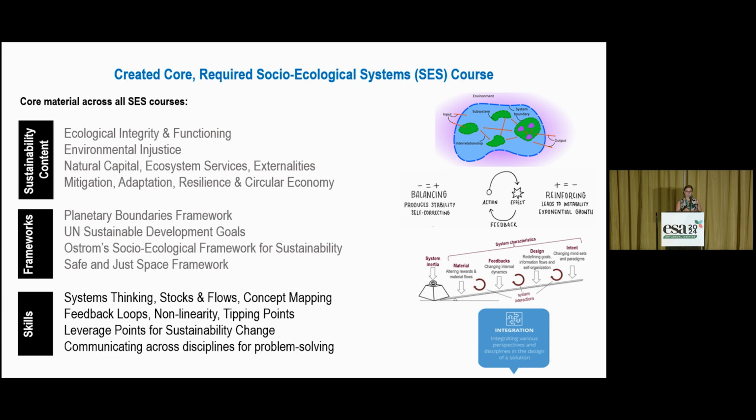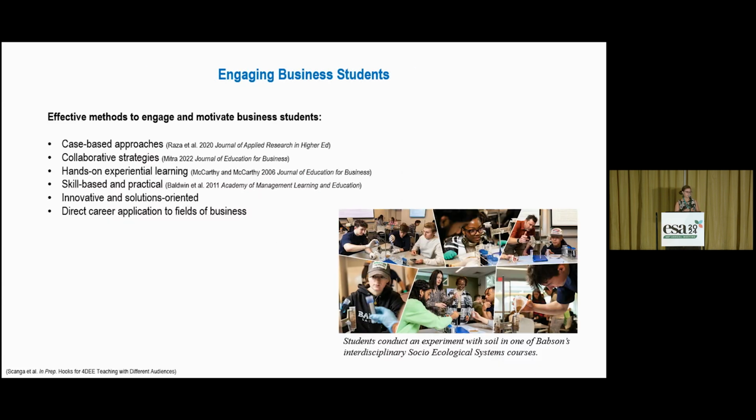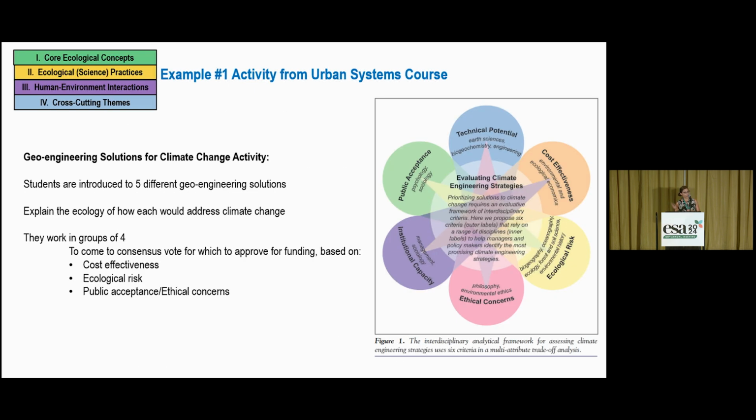And then we focus on skills. The skills are really around systems thinking, getting them to be able to think in that way, feedback loops, finding leverage points to actually make change, and being effective communicators across different disciplines. So some of the ways to engage and motivate business students are case-based approaches, collaborative strategies, hands-on, experiential learning, skills-based, practical, and at Babson, where we are focused on entrepreneurship, also innovative and positive.